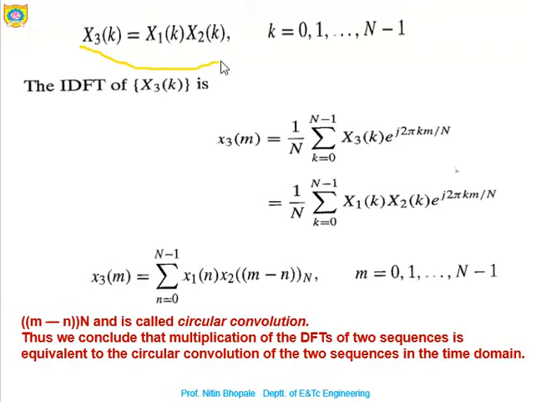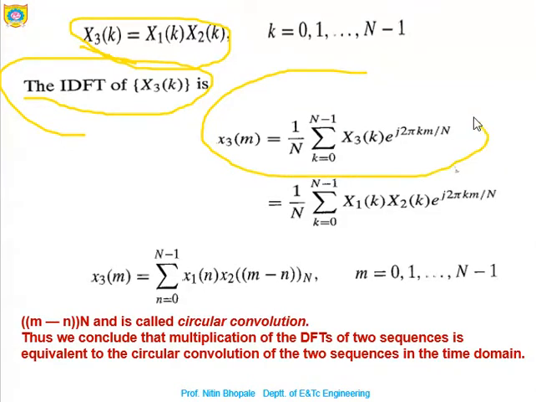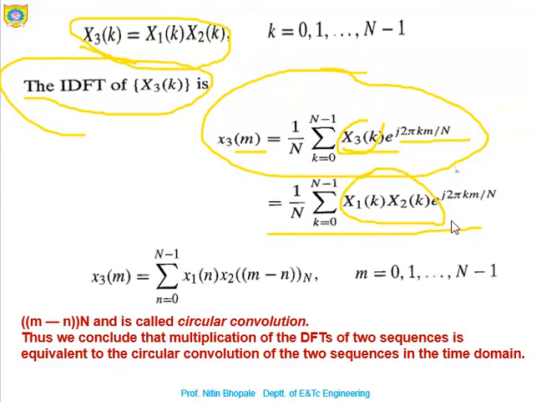So for X3 of k, its IDFT will be given by the expression which is mentioned over here. Let's say it is x3 of m is equal to 1 upon N summation k is equal to 0 to N minus 1 X3 of k e raised to plus j 2 pi k m by N. So this sequence can be given with the replacement of X3 of k as X1 of k into X2 of k, like this.